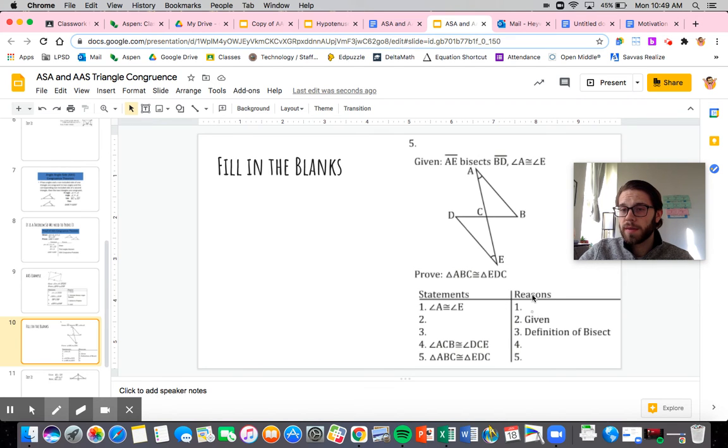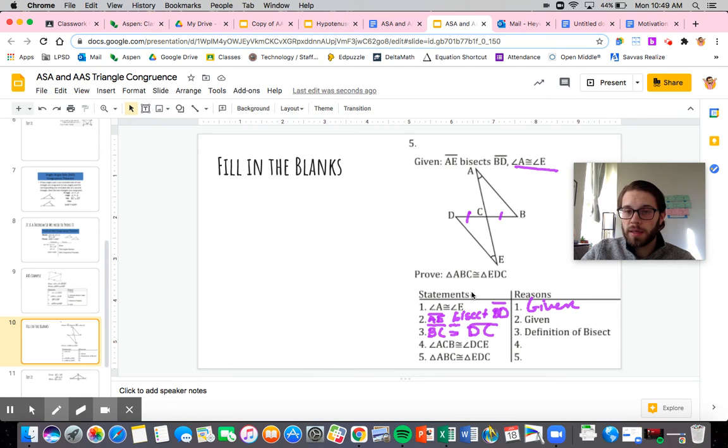All right. So our first thing, obviously, what do we start with? Well, we start with what is given. But that's only half of the givens, right? That only covers this part. The other part of the given is listed below, and it's AE bisects BD. All right. Now, AE is bisecting BD, so that means BD is getting cut in half. So this part and this part are congruent. So BC is congruent to DC, and that's just what it means to be a bisector, right?